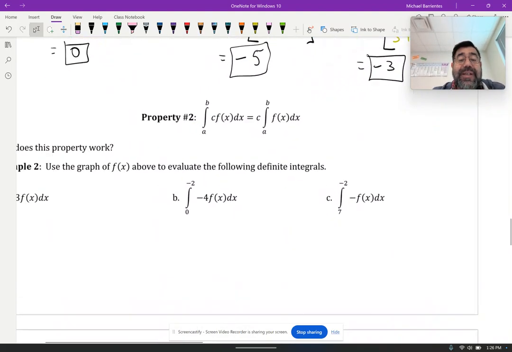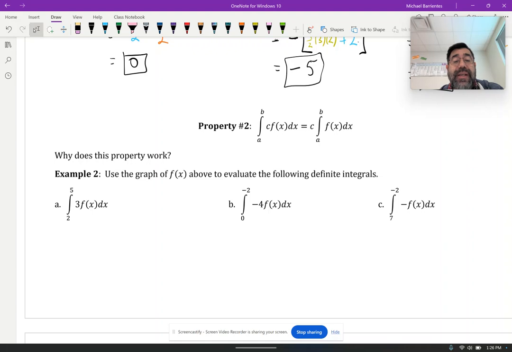Property number 2 is fairly easy, and we'll end this video with property number 2. Property number 2 says if you're multiplying a constant times a function and taking the integral of that, I can pull out the constant, do the definite integral, and then multiply the constant back in. Kind of reminds us of the constant multiple rule in derivatives, right? Like if I was multiplying 3 times tangent x and I wanted to find the derivative of that, I could hold the 3, take the derivative of tangent x, and then multiply the 3 back. That's the exact same idea for property number 2.